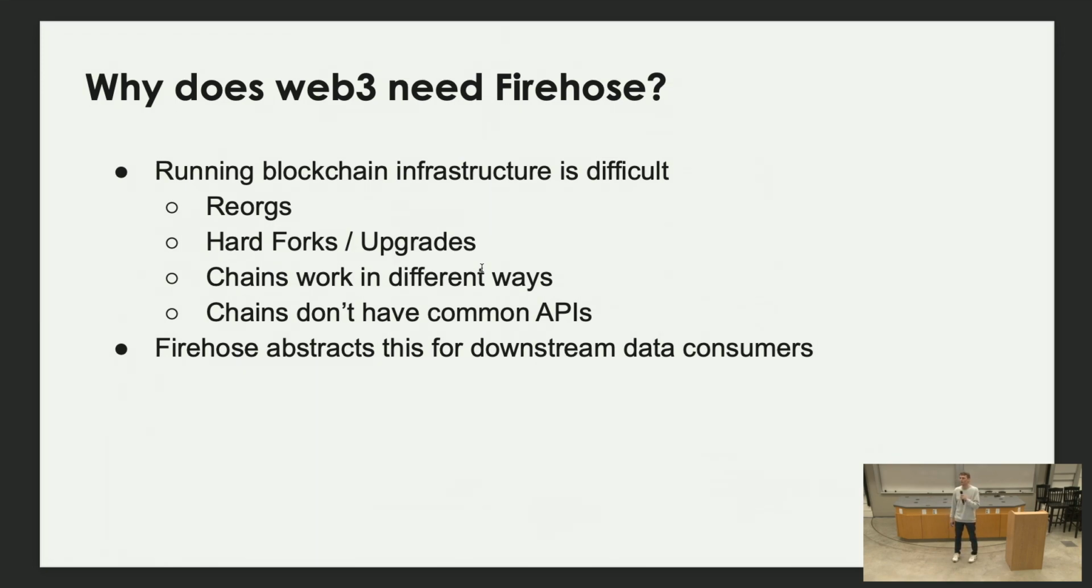So if you were doing this yourself, you have a lot of custom work that you're going to have to do to extract the data from each chain that you're interested in. And Firehose abstracts all of these steps for you, and its output provides a common API that you can just access.